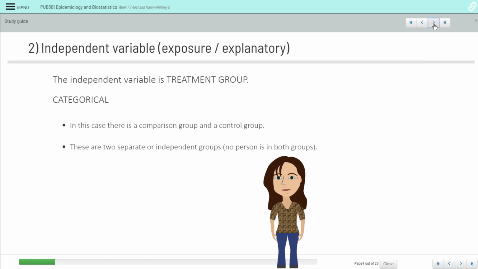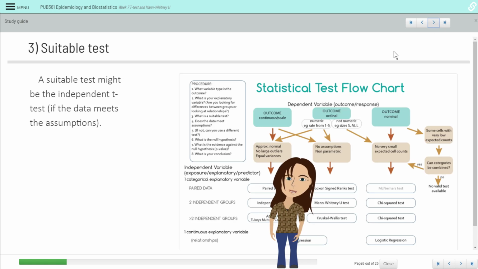So this suggests then that the independent variable is the treatment group, which is categorical, and it's nominal, but that doesn't matter too much. In this case, there's a comparison group and a control group. We've got two separate or independent groups. So there's no person which is in both groups and they haven't had a before and after measurement or anything like this. So we're after an independent t-test.